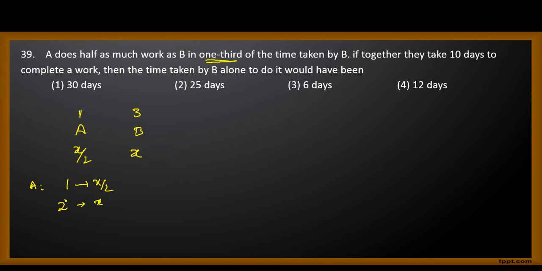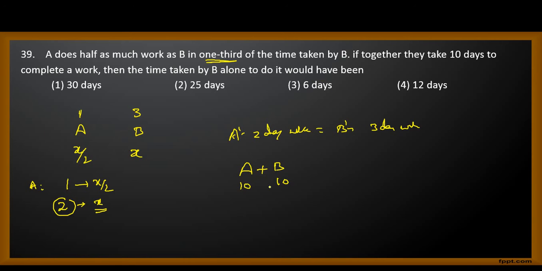Now A is taking 2 days to complete X units of work, whereas B is taking 3 days to complete X units of work. So A's 2-day work is equivalent to B's 3-day work. Clear? Now what is the question? If A and B together take 10 days, it means A and B are taking 10 days. It means B 10 days and A 10 days to complete the work. Then the time taken by B alone to do the work would have been.